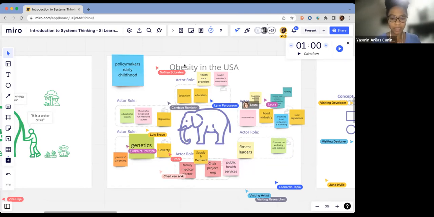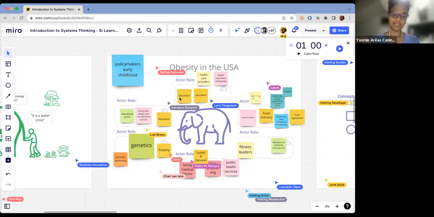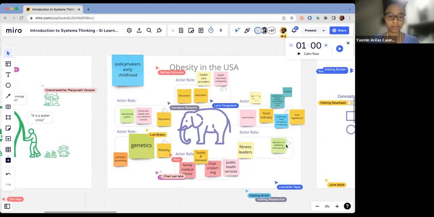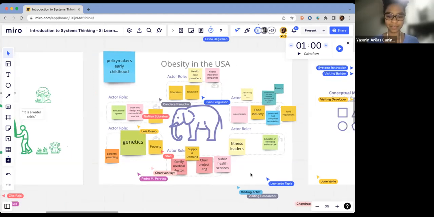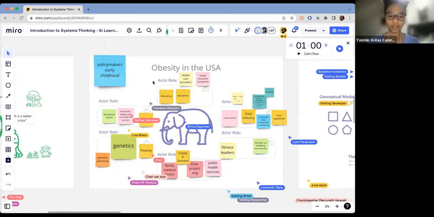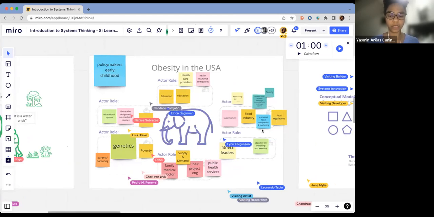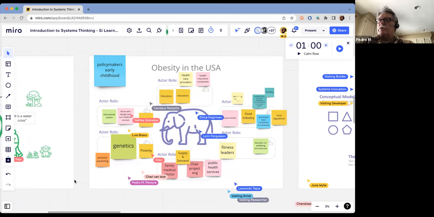And would that be the same perspective as, let's say, education? Who was the person that put education here? And how would education, or the educational system, look at this issue of obesity in the US? Someone? No? Maybe another person would like to comment on another actor here, not the food industry. I can comment on education in part.